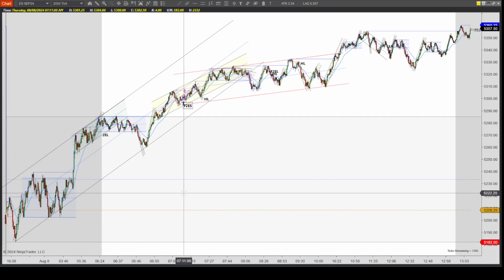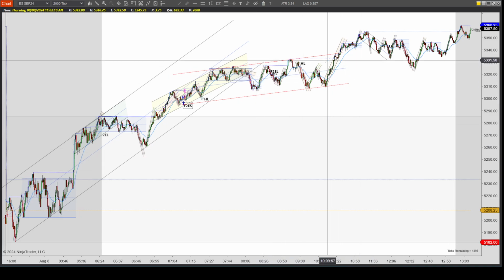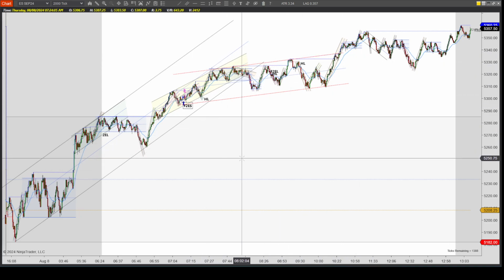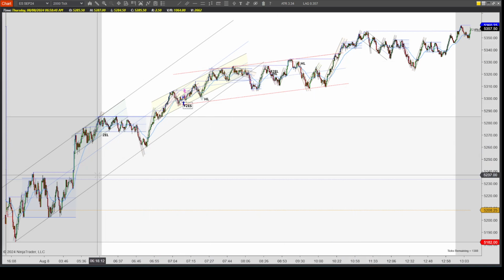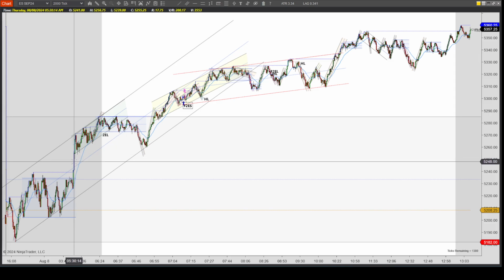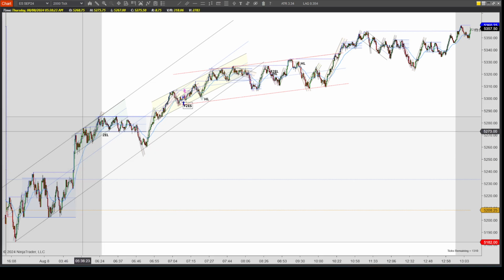August 8th, 2024. This is the S&P 500 E-Futures Mini on the 2000 tick chart using NinjaTrader 8. This is what the chart looked like today. There was one piece of economic data right here at 5:30 Pacific Standard. That was the unemployment claims that caused this big spike.